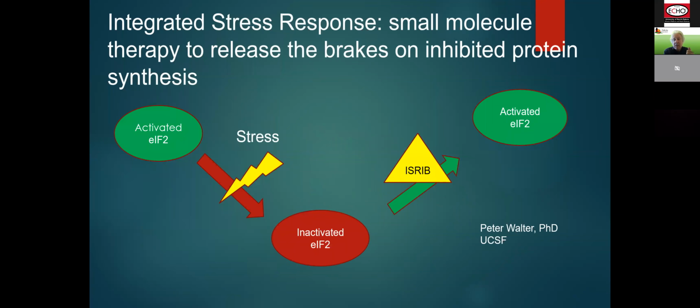So once you get the stress response that you see on the left, this factor called EIF2, which is involved in protein synthesis, gets inactivated and you can't produce more proteins. This is actually a well-known response. And he discovered a molecule called ISRIB, I call it ISRIB, that reactivates this factor and allows the protein synthesis to continue.